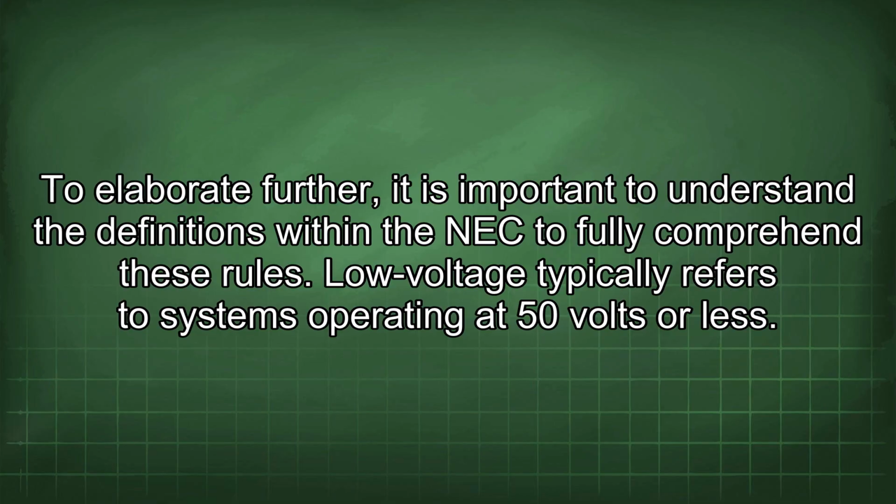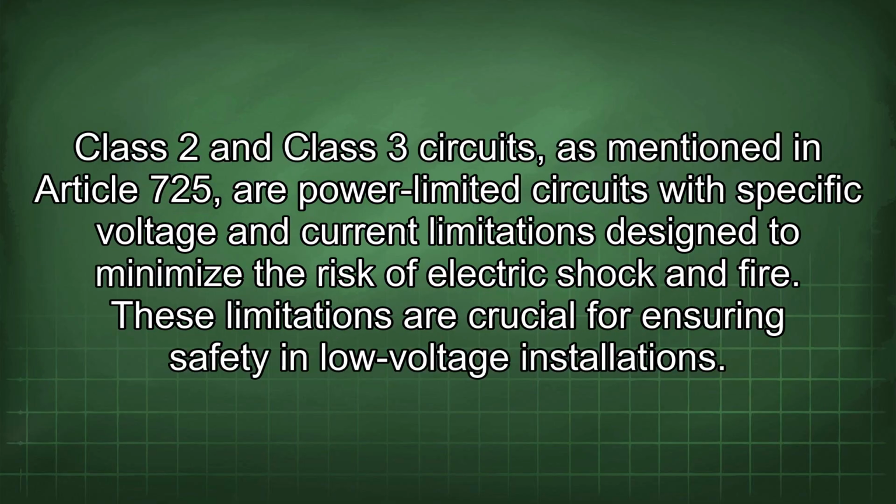Low voltage typically refers to systems operating at 50 volts or less. Class 2 and Class 3 circuits, as mentioned in Article 725, are power-limited circuits with specific voltage and current limitations designed to minimize the risk of electric shock and fire. These limitations are crucial for ensuring safety in low-voltage installations.